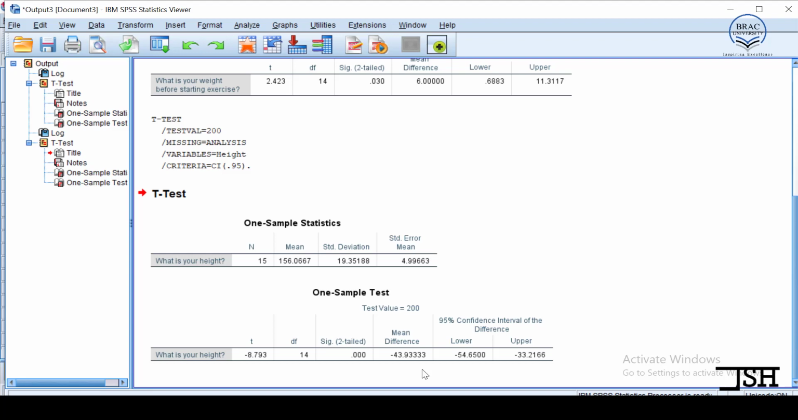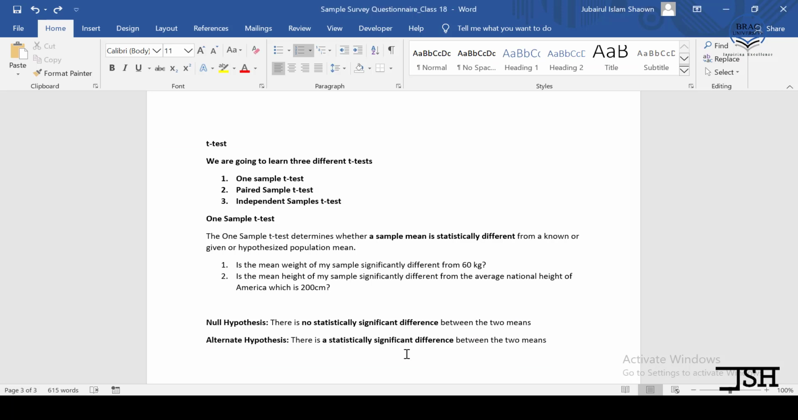So now let's go back to the questionnaire again. So the question was, is the mean height of my sample statistically significantly different from the average national height of America, which is 200 centimeters? The answer would be yes. It is statistically significantly different. Why? Because the p-value is less than 5%.